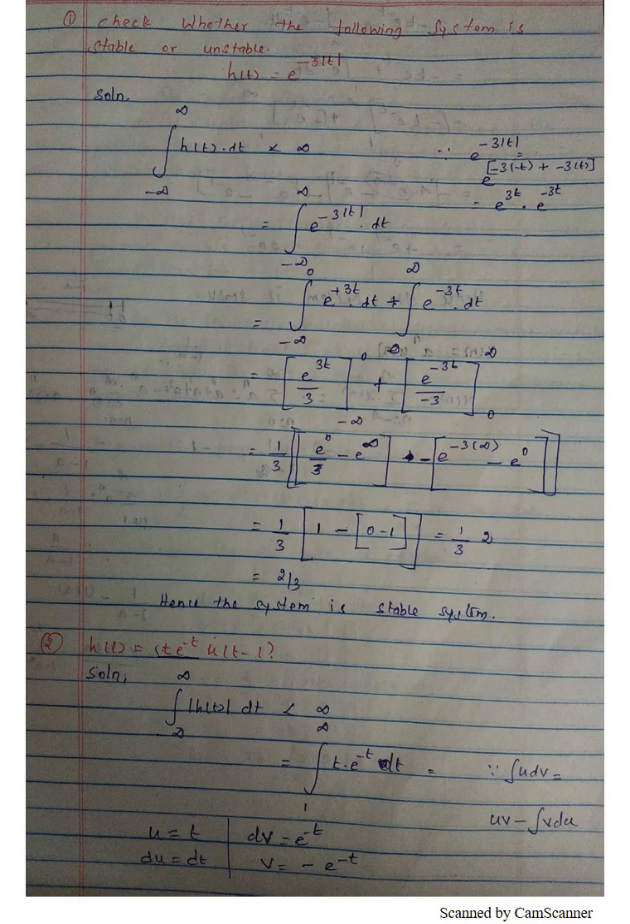Example: we check whether the following system is stable or unstable. For the given analog approach, you use this formula: the integral from minus infinity to plus infinity of the magnitude of h of t is less than infinity. Use this and find out this value is a bounded value. So this system is stable. Like that you proceed.